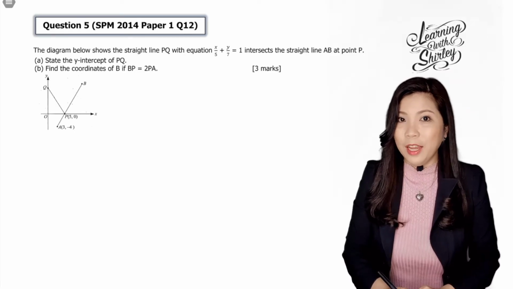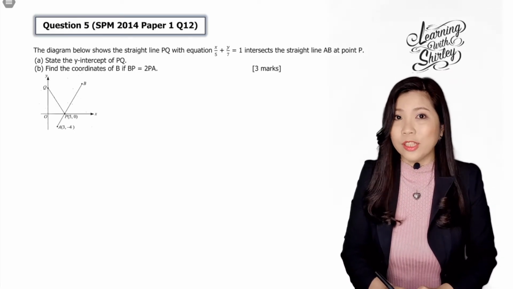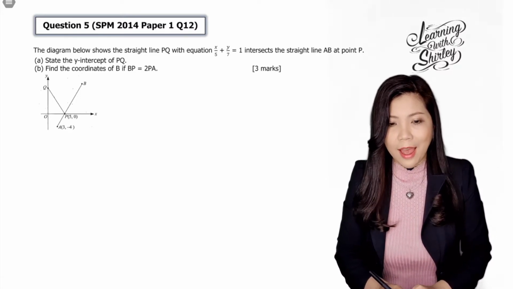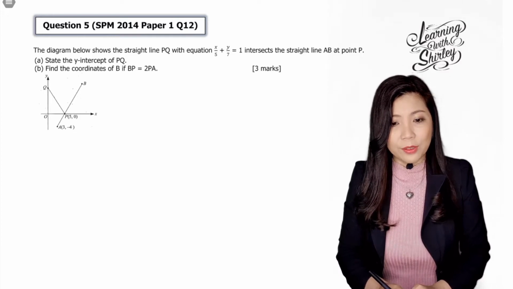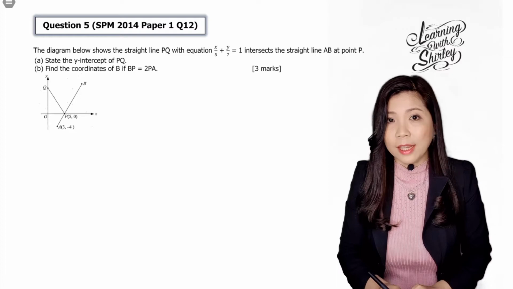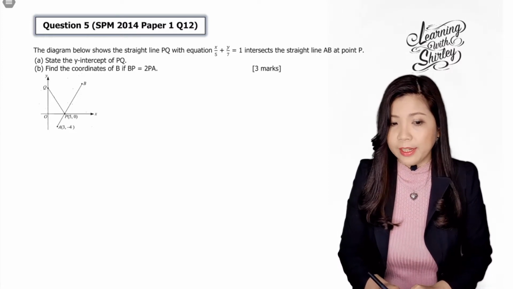Let's look at question number 5. This is SPM 2014, question 12. The diagram below shows a straight line PQ with equation x over 5 plus y over 7 equals 1 intersecting the straight line AB at point P. A, state the y-intercept of PQ, and B, find the coordinates of B if BP is equal to 2PA.